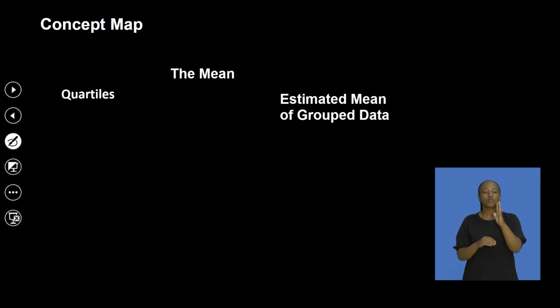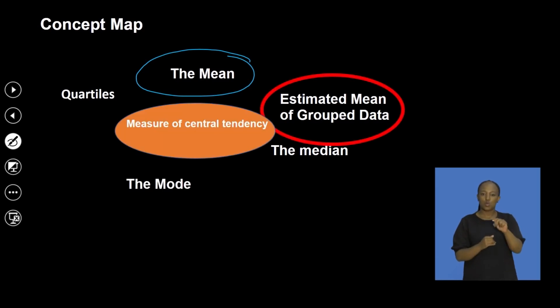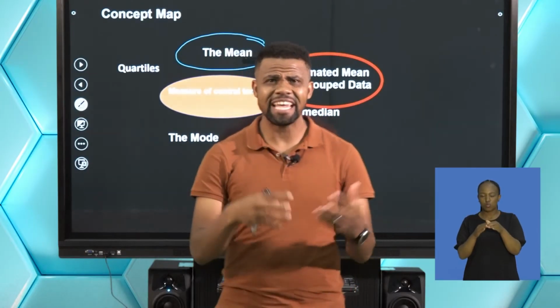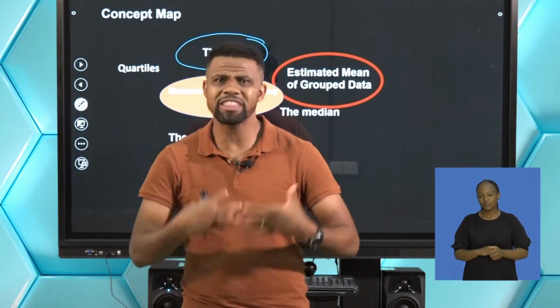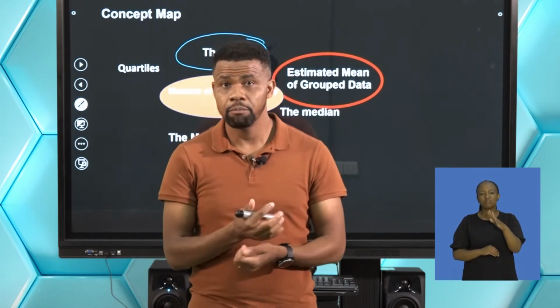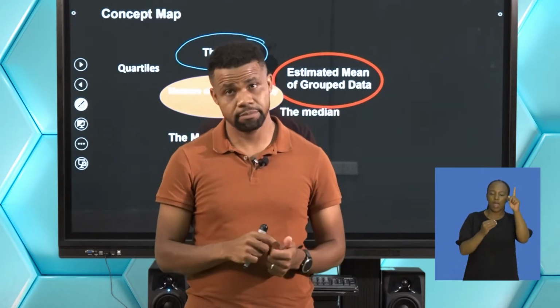We looked at mean already, which is the average. We're going to look at median. We're going to look at mode. Now we're going to look at the estimated mean. What does estimate mean? It's the estimated mean, it's not the actual mean, but close to the actual answer. That's the estimated mean.